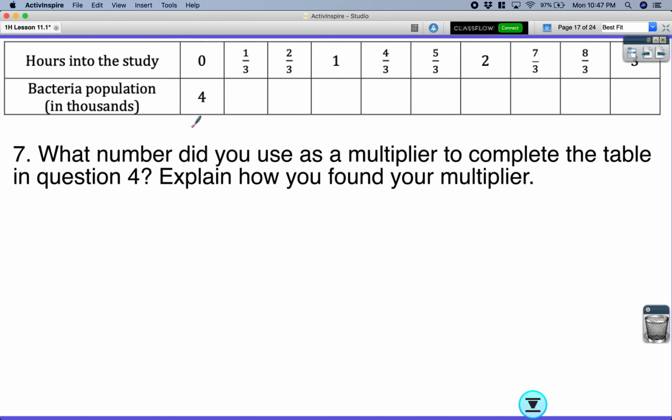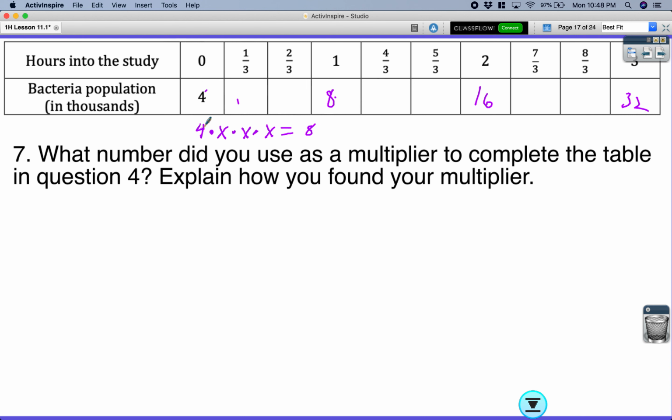I looked at my table for 0, 1, 2, 3, 4 hours, and I knew that this was 8. I knew that this was 16. I know that this was 32. So basically, to get from here to here, I multiplied by 2. I doubled it. So now I'm going to take this 4 and times it by an unknown multiplier to get to this value. I'm going to multiply it by the same unknown multiplier to get to this value. I'm going to multiply it by the same unknown value to get to this number 8.